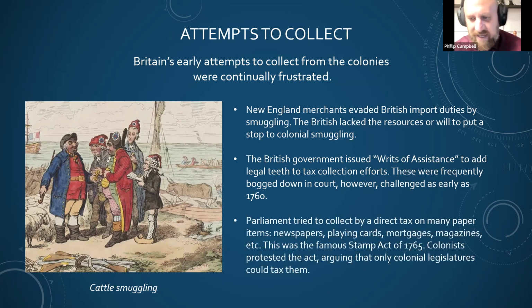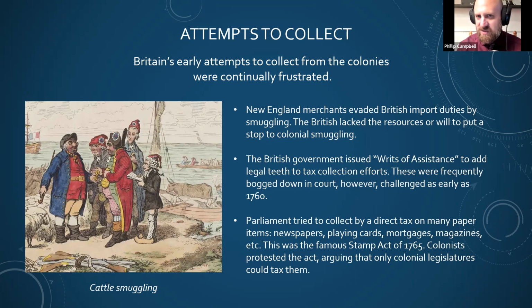Parliament also tried to collect by a direct tax on many paper items. So newspapers, playing cards, bills of mortgage, magazines, stuff like that. This was the famous Stamp Act of 1765. Many people think the Stamp Act was like a tax on stamps. No, it actually mandated that certain documents had to be bought with a certain paper. So the law said, if you're printing a newspaper, a deck of cards, a magazine, a mortgage document, a will, any legal document, it had to be printed on a certain type of paper.